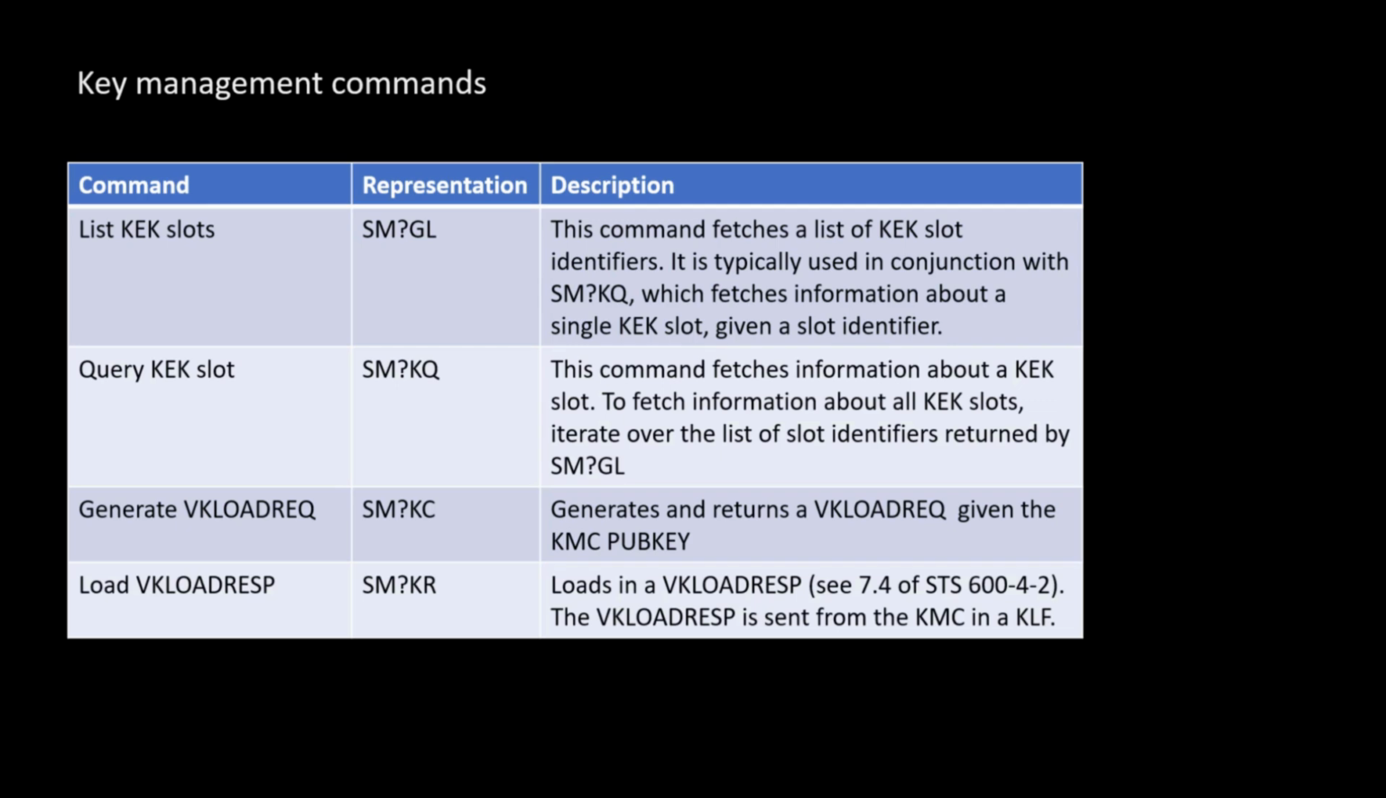Then to generate a VK load request when you need more vending keys or need to replace vending keys in your security module, you use the SMKC command, which returns a VK load request given the KMC's current valid public key. Loading the VK load response, which is returned from the KMC, you use an SMKR, which loads the VK load response, and you can see section 7.4 of the STS600-4-2.